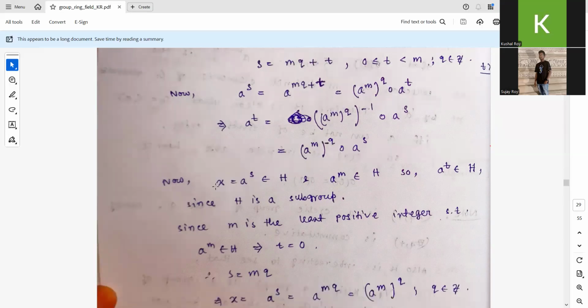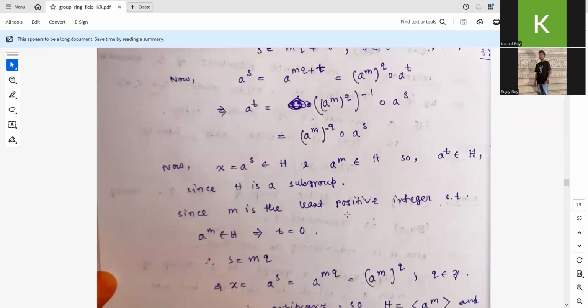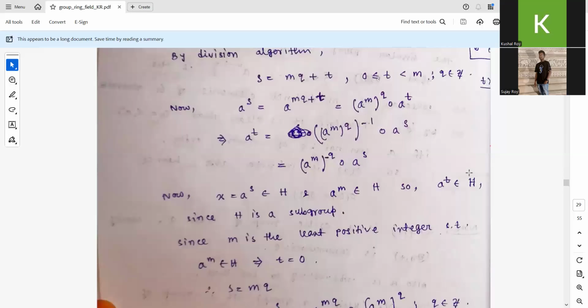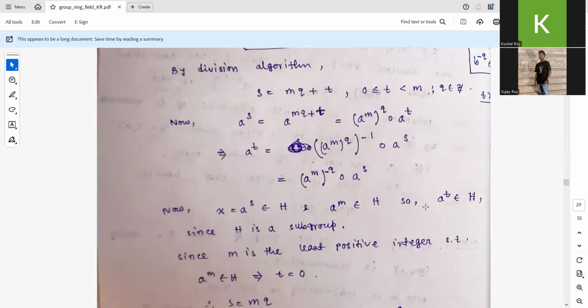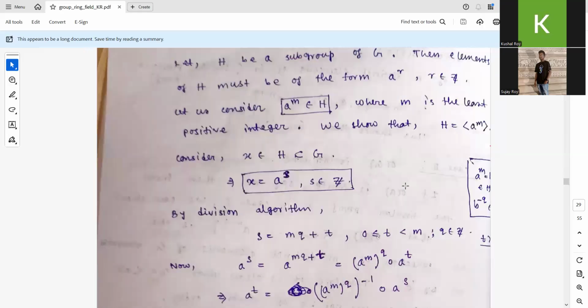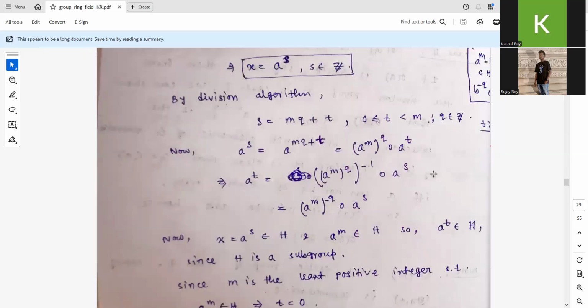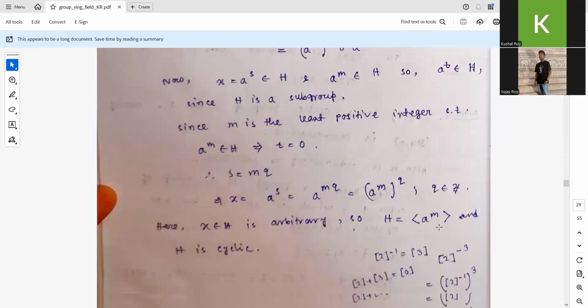So x is some a to the power s, and a to the power m belongs to H. So a to the power m belongs to H, a to the power s belongs to H. Since H is a subgroup, a to the power t belongs to H. But it cannot happen. Why? Because if a to the power t belongs to H, it can happen only for t equal to 0, because m was taken as the least positive integer. So t must be 0. Otherwise, this t will be the least positive integer.